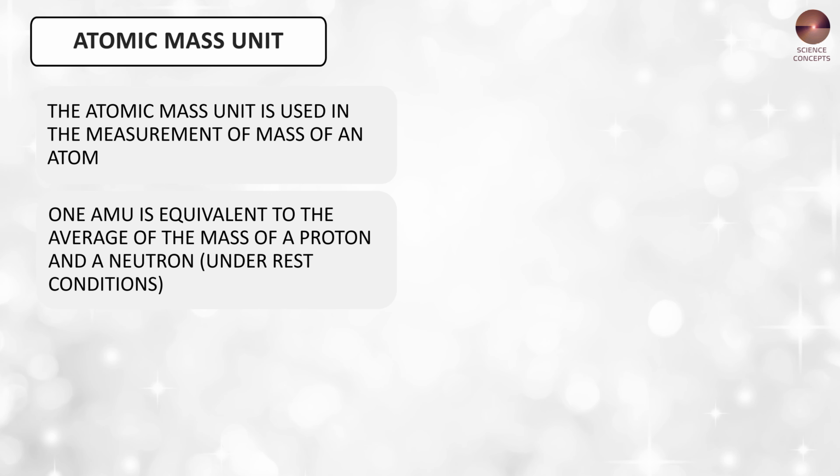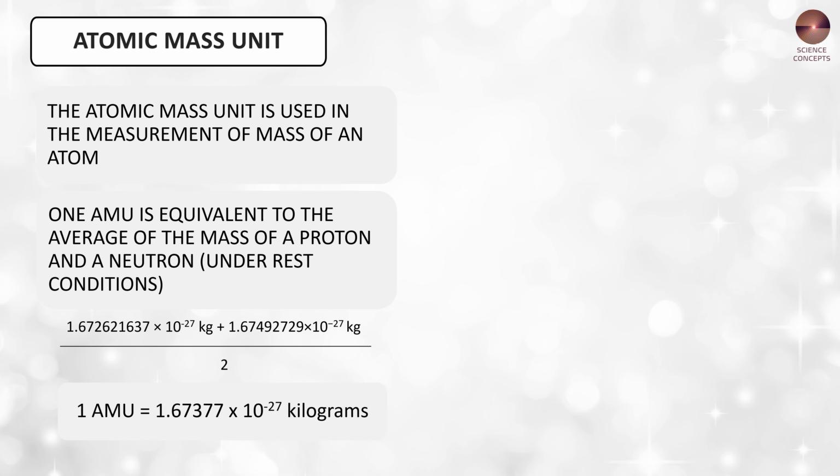An atomic mass unit. The atomic mass unit is used in the measurement of the mass of an atom. 1 AMU, or atomic mass unit, is equivalent to the average of the mass of a proton and a neutron under rest conditions. This works out, if we take the average of both of them, as 1 AMU equaling 1.674 times 10 to the exponential minus 27 kilograms. It's simply a mean of the mass of one neutron and one proton.